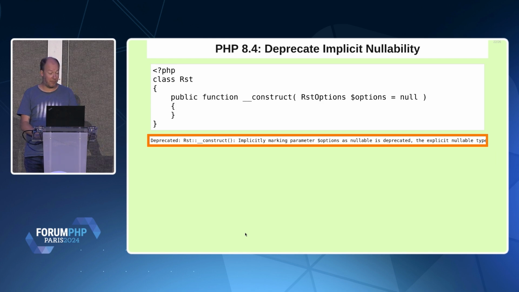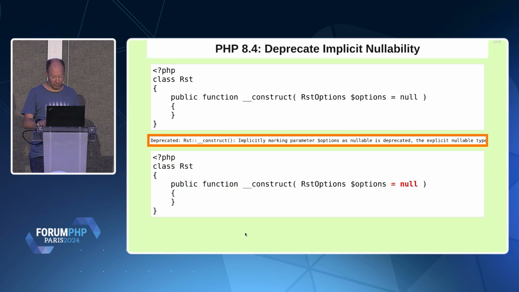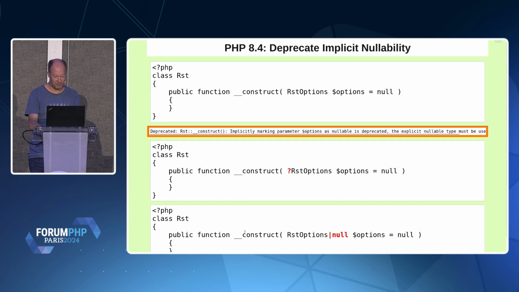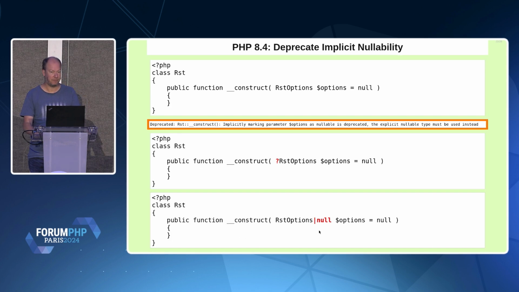And it will now give you a deprecation warning saying implicitly marking options as nullable is deprecated, and then it tells you to use the explicit nullable type. So you have to change all your code from this to this, having the question mark in front of it to make it nullable, or preferably, now of course, it falls off the screen, to use this or null. When I went to test most of the code I'd written a long time ago with PHP 8.4, I had to fix this several hundred times. Hopefully tools like Rector will be able to help you do this automatically, and I'm sure there are other tools for that as well.